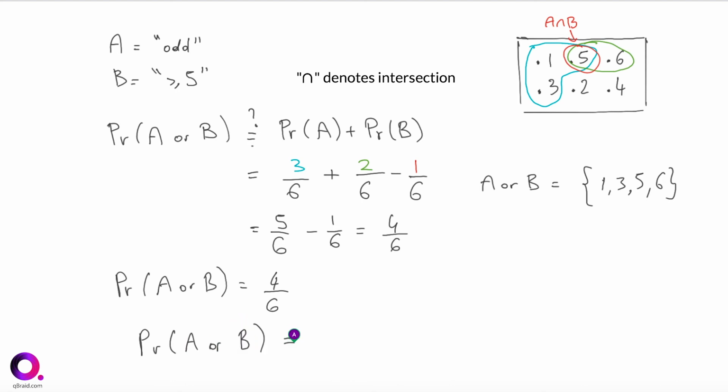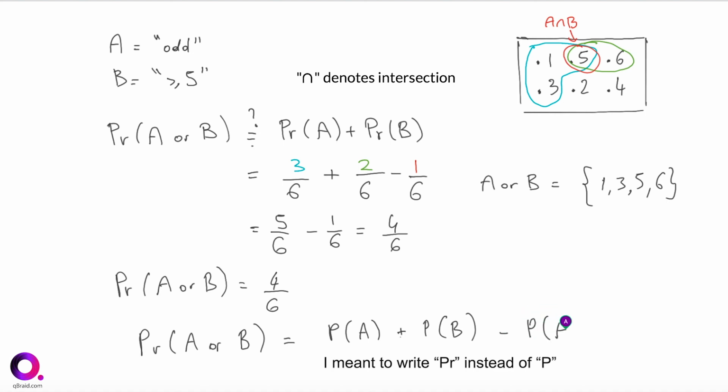The probability of A or B is equal to the probability of A plus the probability of B minus the probability of the intersection of A and B. So this is the probability of any outcome that is both in A and in B.